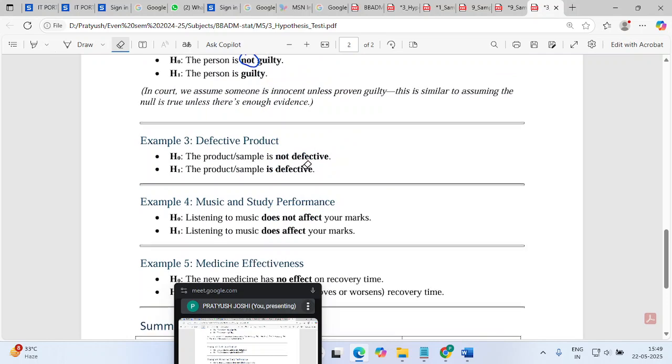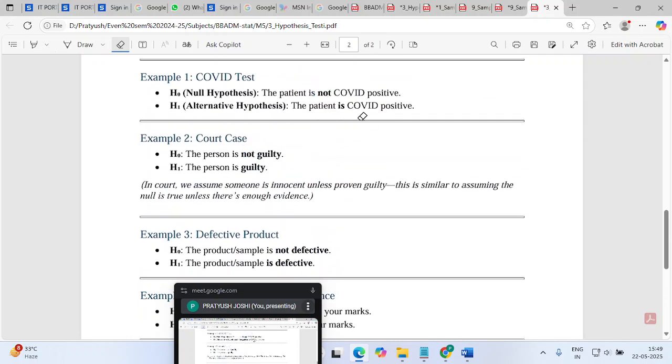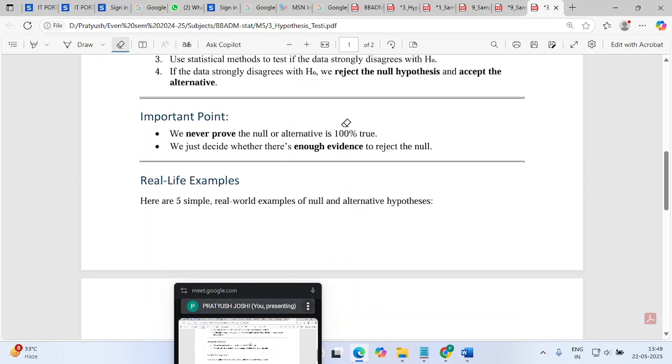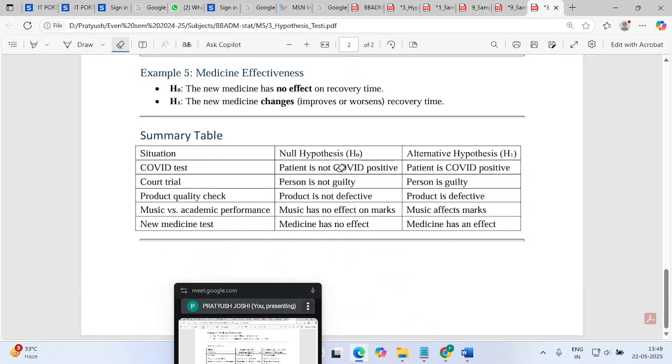Right. So how to do the experiment, that is not part of our syllabus. That is beyond this. But before you do any experiment, you have to make two hypotheses. One hypothesis is null hypothesis, which says that there is no effect, and another is alternative hypothesis. It says there is some effect. Okay. So I hope it was clear.